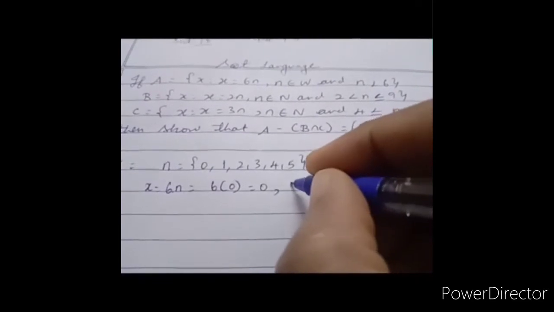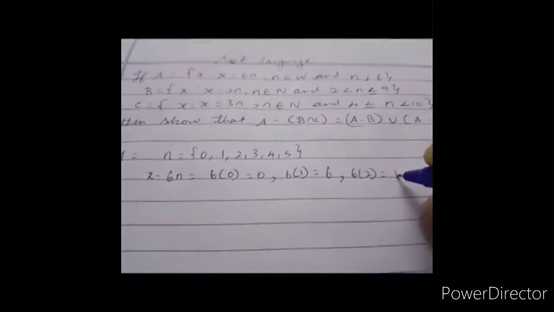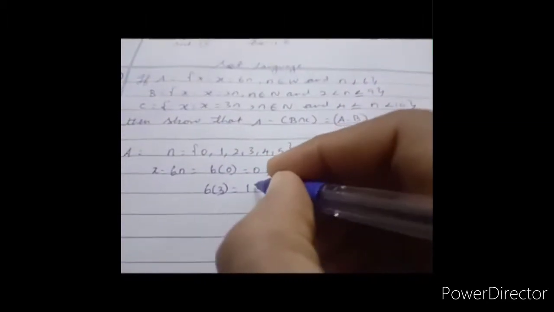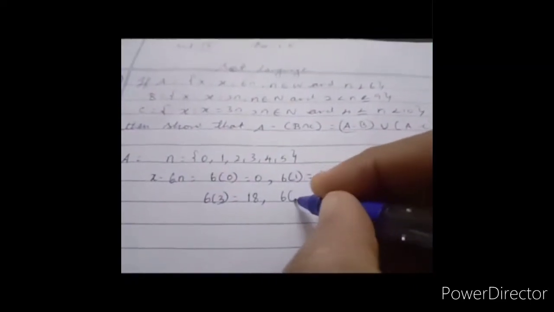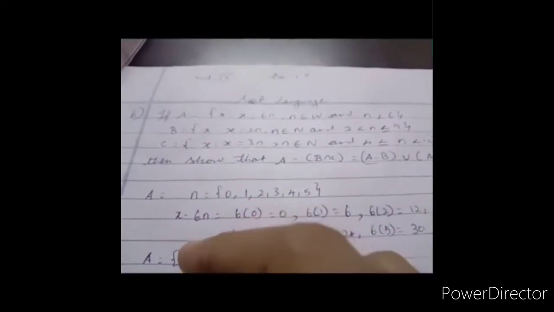Then n is equal to 1 means 6 ones are 6. And n is equal to 2, 6 twos are 12. Then n is equal to 3, 6 threes are 18. Then n is equal to 4, 6 fours are 24. N is equal to 5, 6 fives are 30. Therefore, A is equal to, what is your answer? 0, 6, 12, 18, 24 and 30.